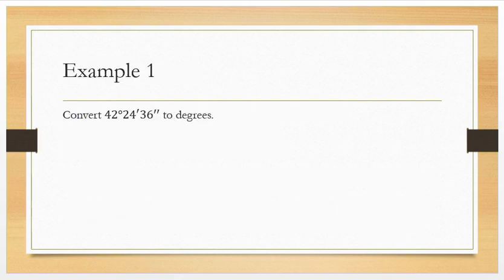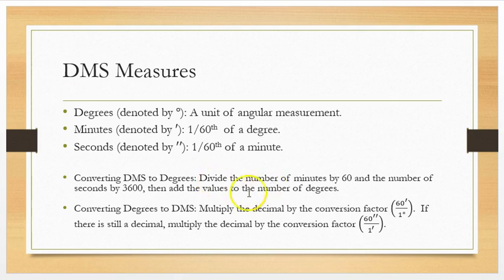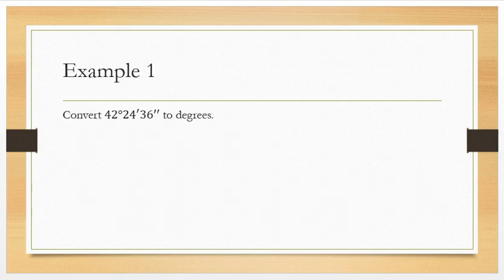So here's our first example, and you can see that we have degrees, minutes, and seconds as indicated by the different symbols noted on the last slide of notes. And the process that I referred to was to take the number of minutes and divide it by 60, and the number of seconds and divide it by 3600. So we're just going to be computing 24 over 60 and 36 over 3600.